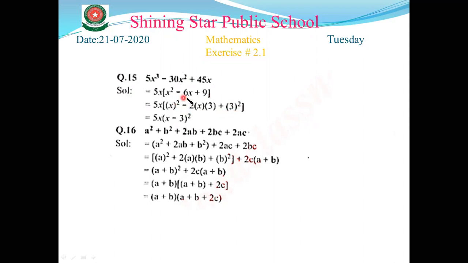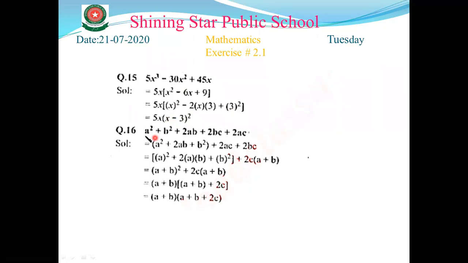The middle term is minus 6x. How do we convert it? We know that minus 2ab, where a is x, b is 3. So minus 2ab, 2 threes are 6, x. Now how do we close the formula? First of all, we write a and b: (x minus 3) whole square. Why minus? Because of the middle term. Question number 16. Okay.